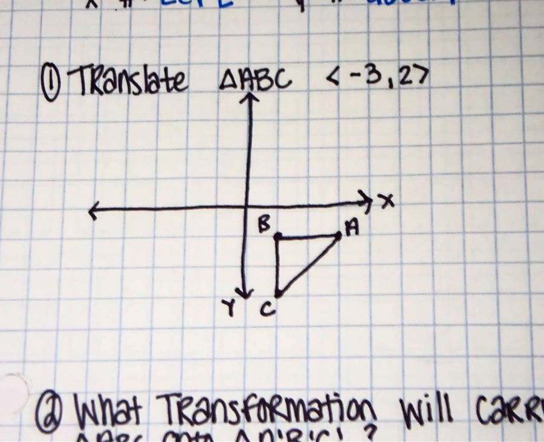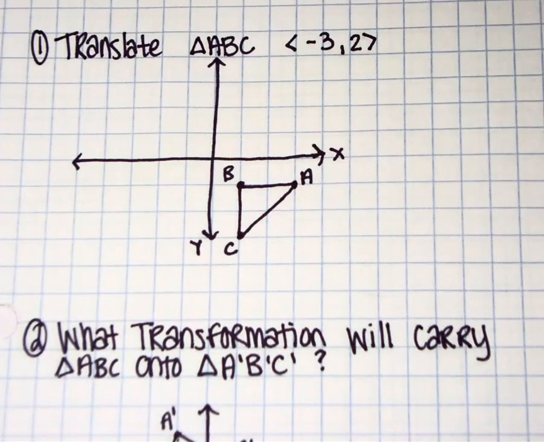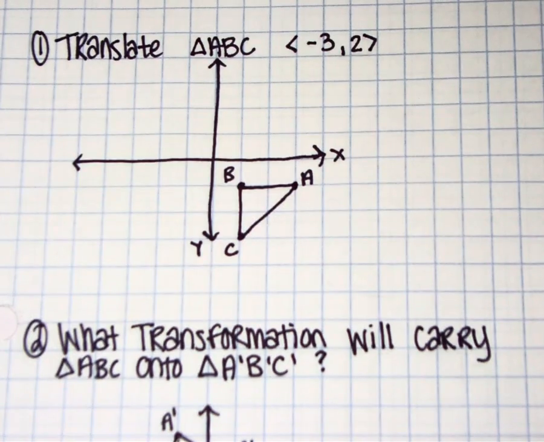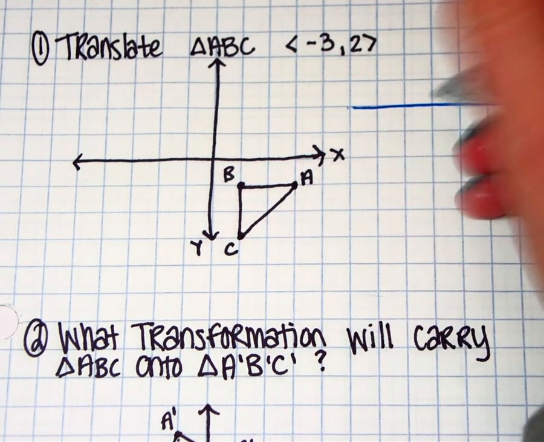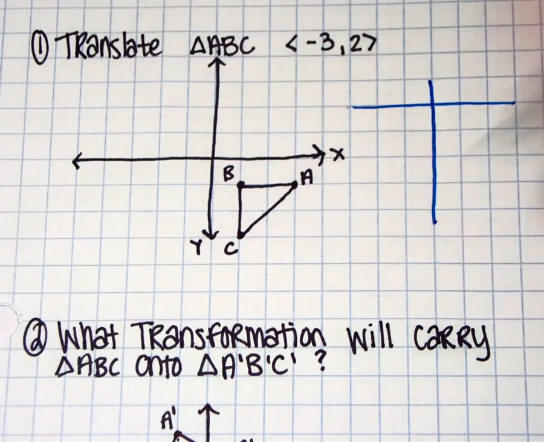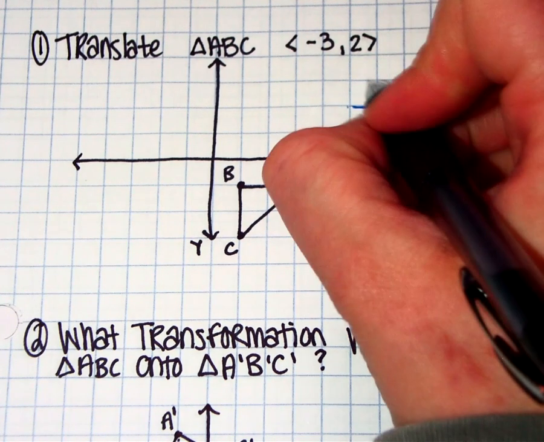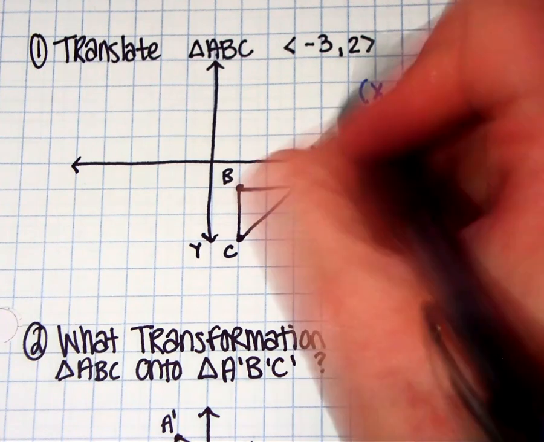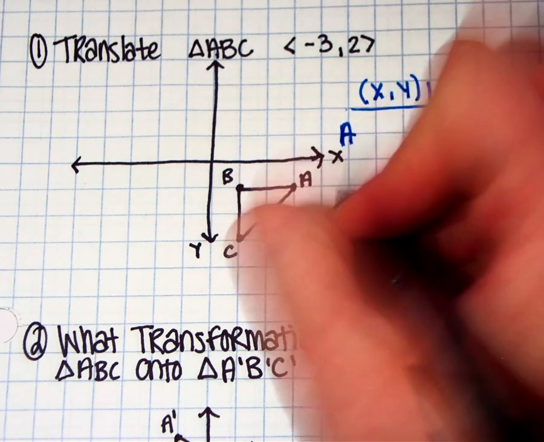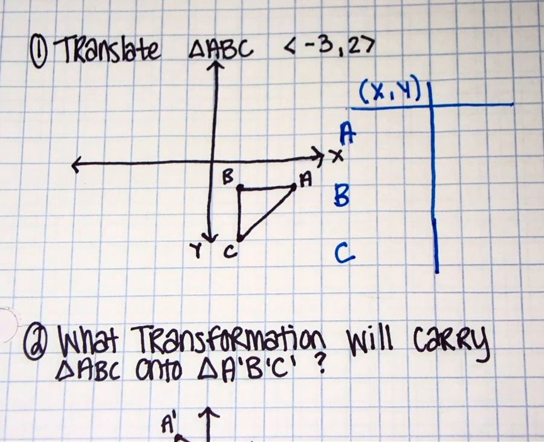Translate triangle ABC by <-3, 2>. The first thing that we want to do here is create a T-chart. And T-charts are just like what you used in Algebra 1 when you were working with functions, only now we're going to use them as points to help us plot. The left-hand side is always the pre-image points, meaning the points with no primes. So you want to make sure to label. I've got A, B, and C, and give yourself plenty of room, just stay organized.